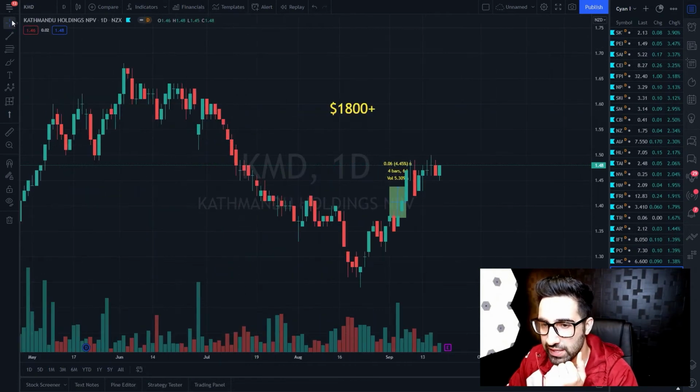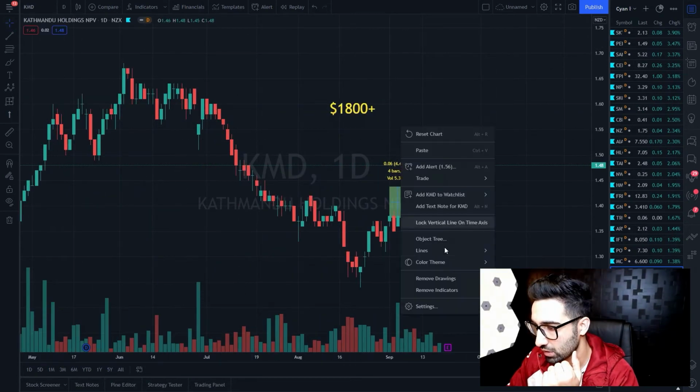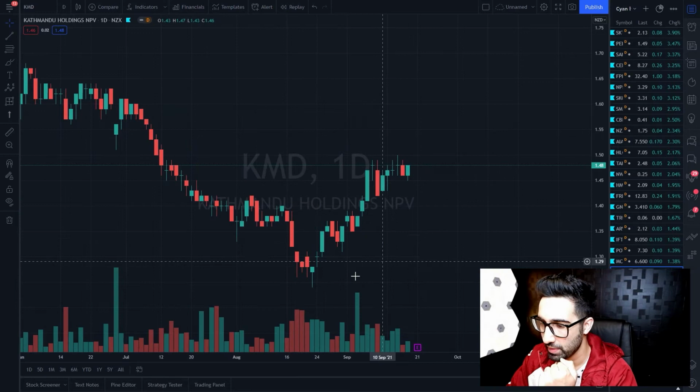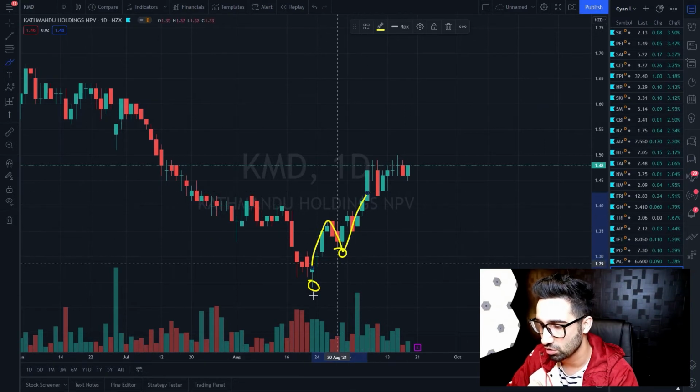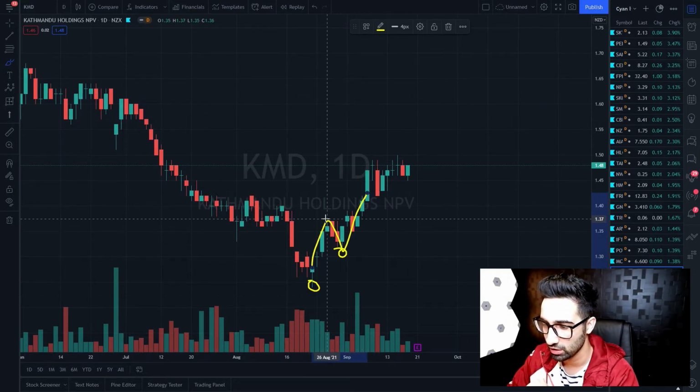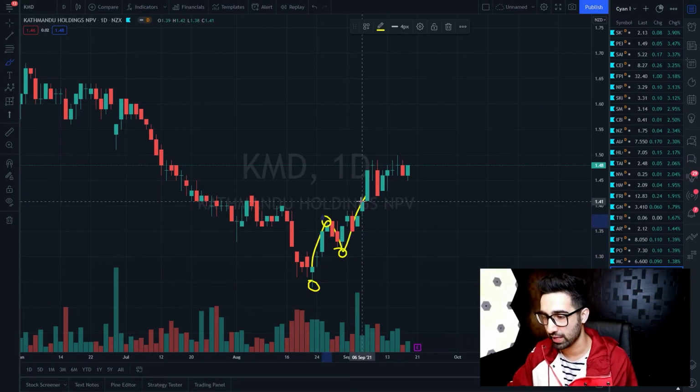The thing is, you can play these reversals. You just got to make sure that you see this wicking action form a few times, and then you can see a series of higher highs and higher lows, and then this is something that can be played towards the upside.